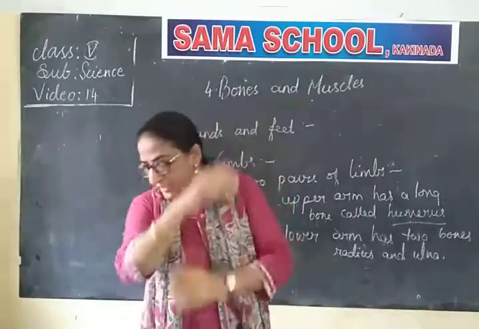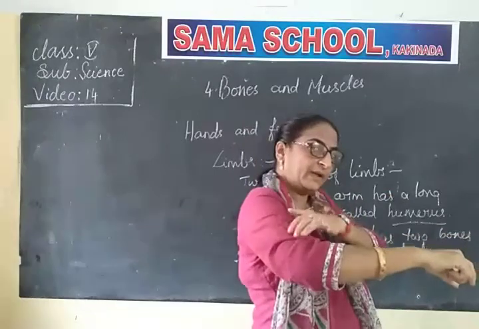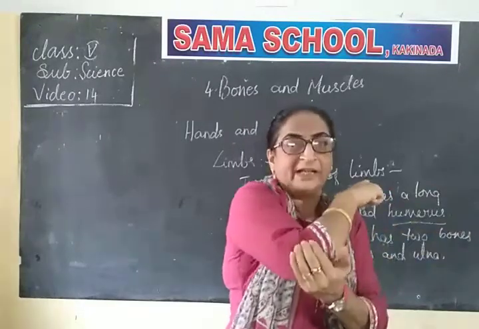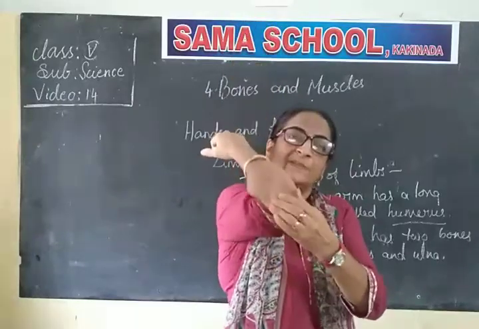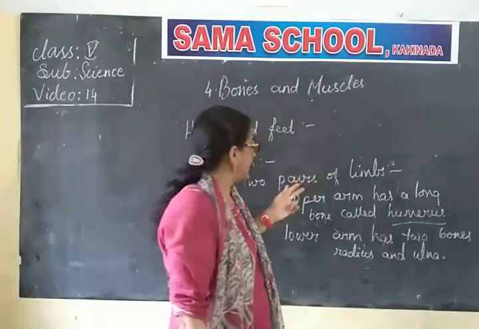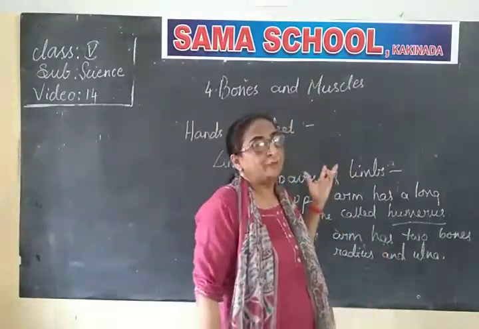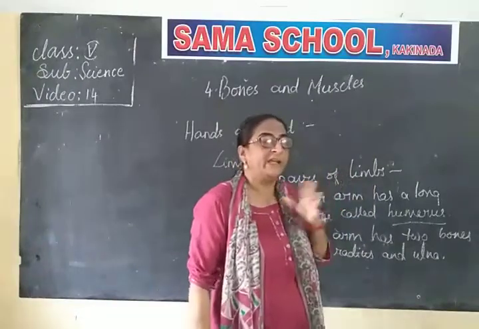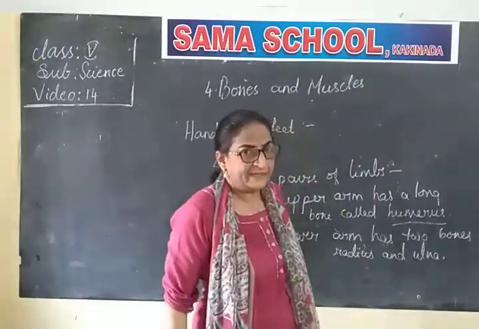Now this upper arm and this lower arm are joined at the elbow. This portion is called the elbow. Now we have two pairs of limbs: forelimbs and hind limbs. Forelimbs are hands, and hind limbs mean legs, isn't it?